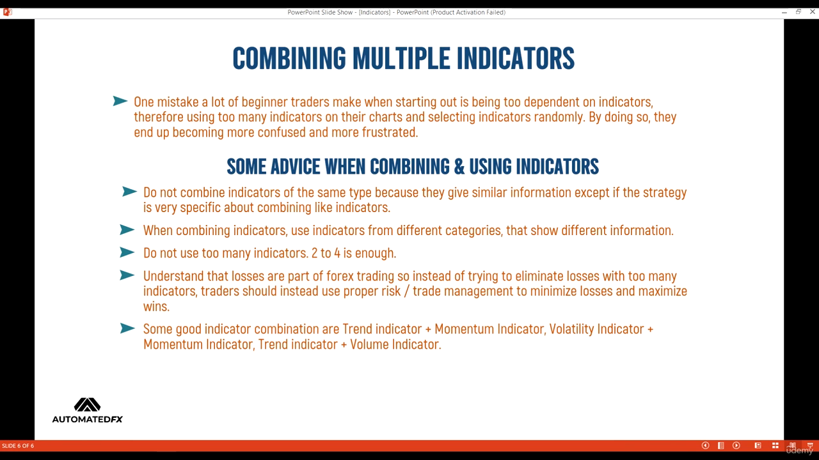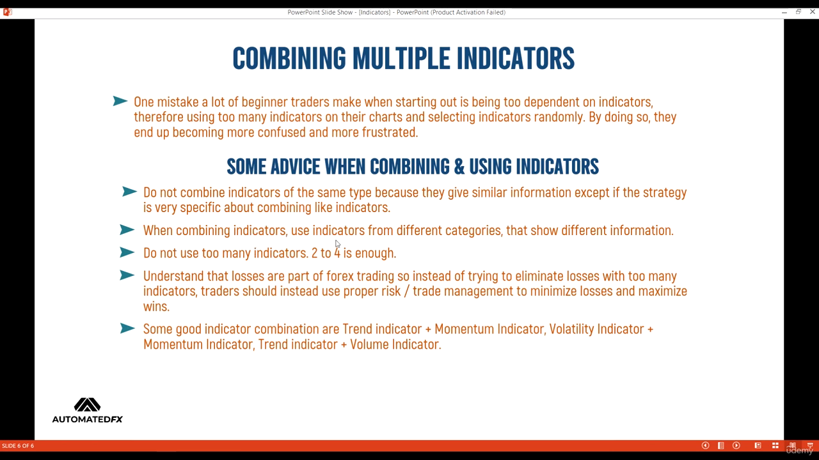Why would you have 10 indicators? Why would you have 15 indicators? As if your life depends on it. That's not the way to trade. We're going to learn to trade properly during the course of this course, and it's not by using multiple indicators, or being over-dependent on indicators.